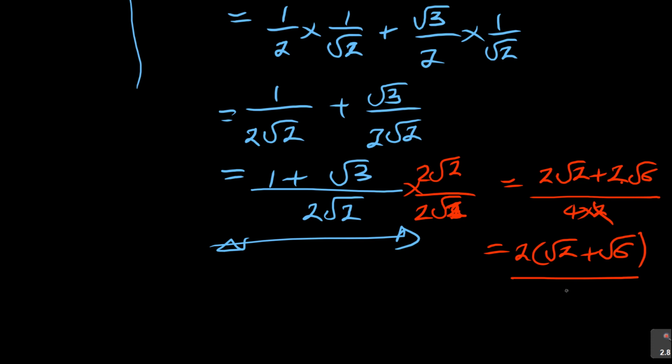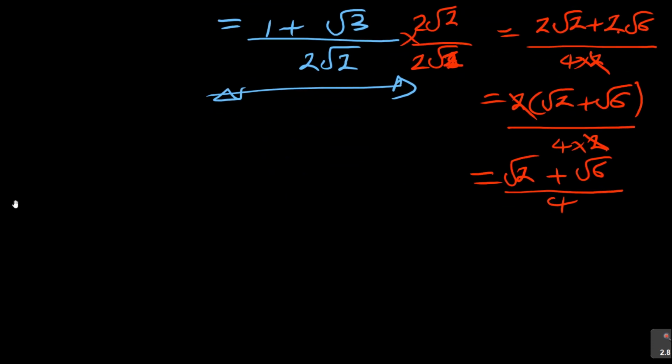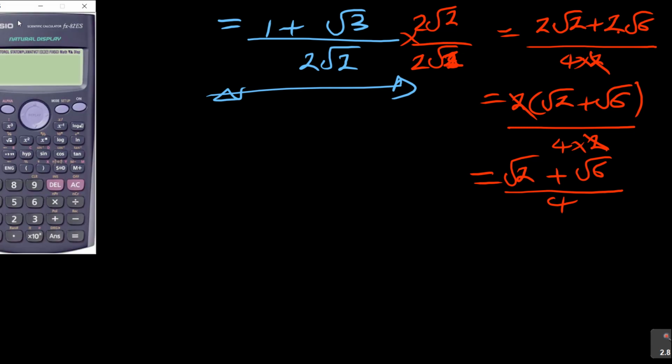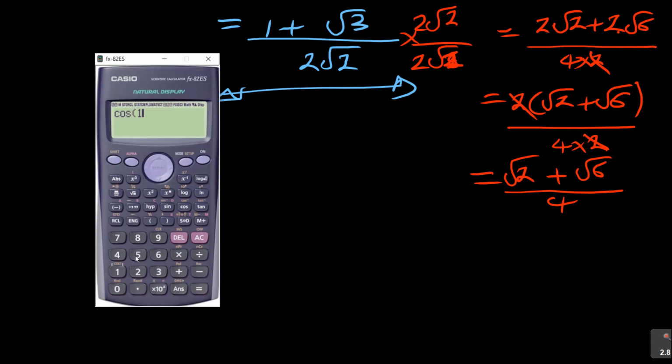I'm going to say 4 times 2, where I cancel out that 2. So the answer is square root of 2 plus square root of 6 over 4. This then should have been the answer, but I can now check it with the calculator. Remember, I'm finding cos 15. Cos 15 is equal to, there it is, square root of 6 plus square root of 2 over 4.